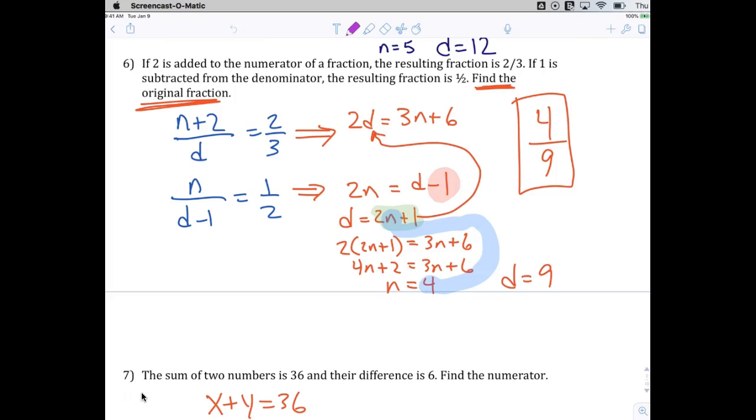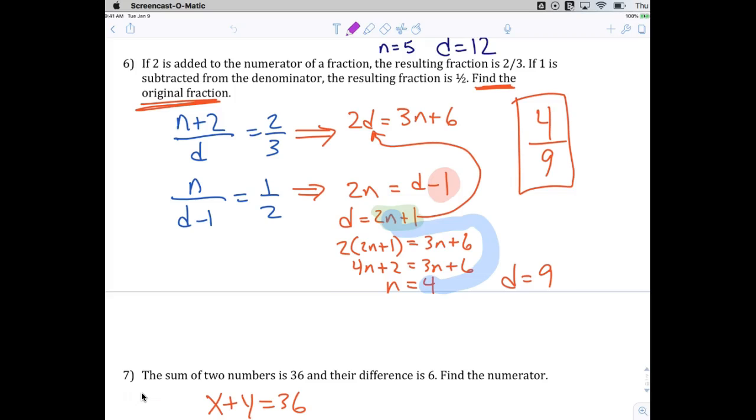Well, I solved this equation right here, right? I distributed a 2, and then I subtracted 2 and subtracted 3n. I don't really know how to go from n plus 2 over d equals 2/3 to 2d equals 3. Cross multiply. That's how you solve the proportion.